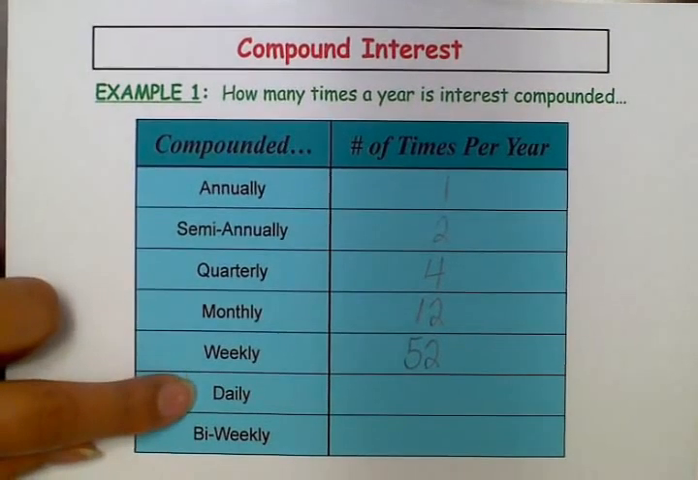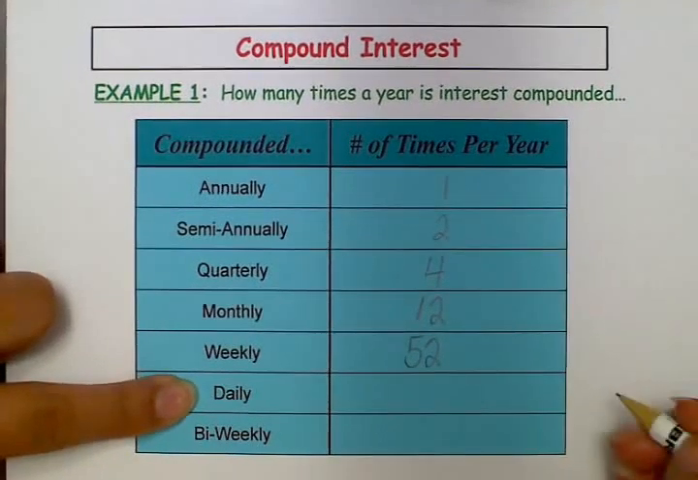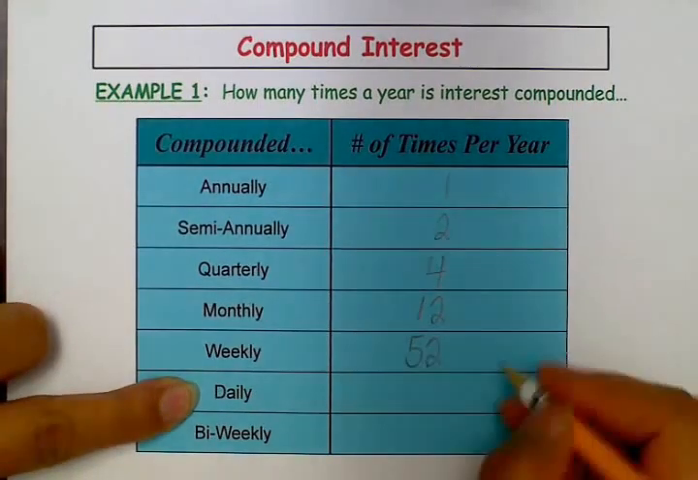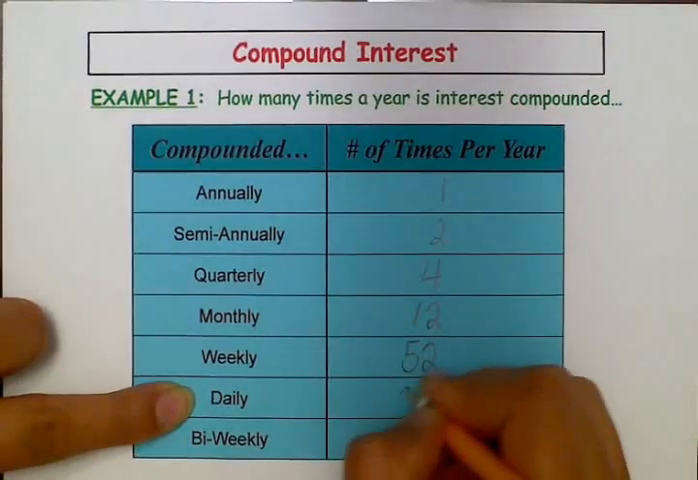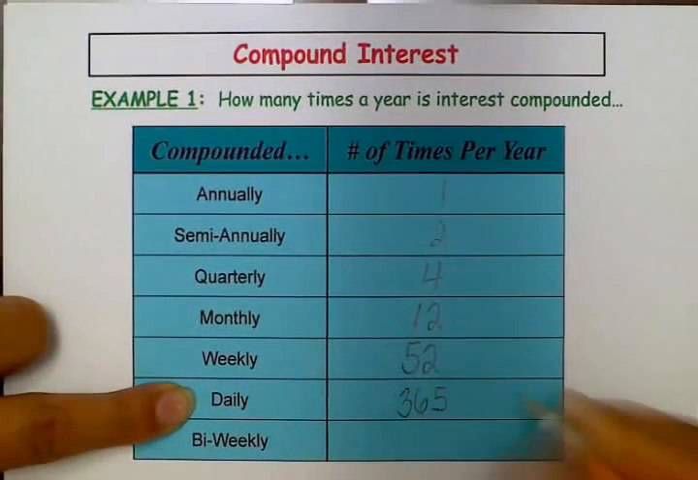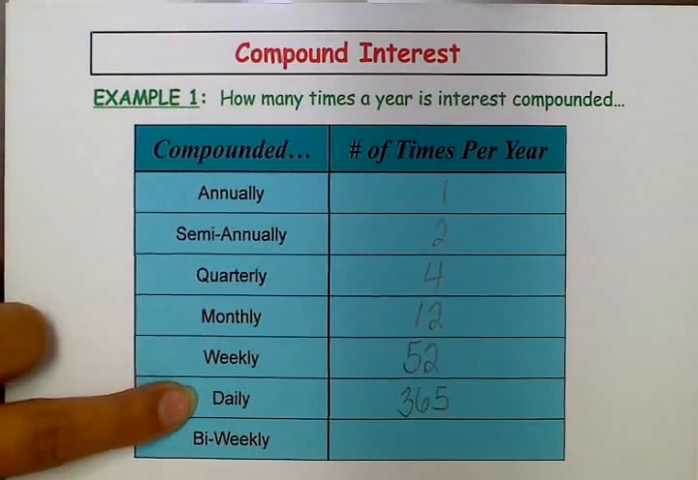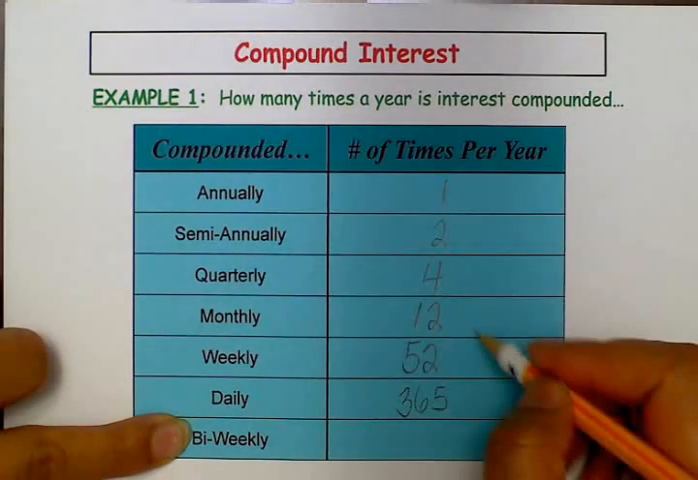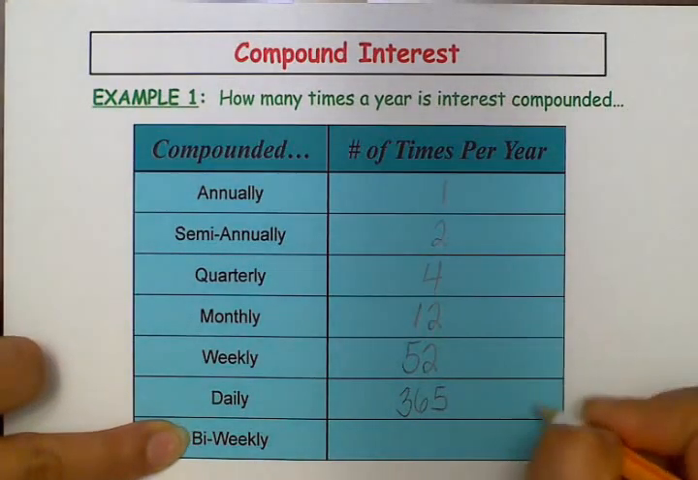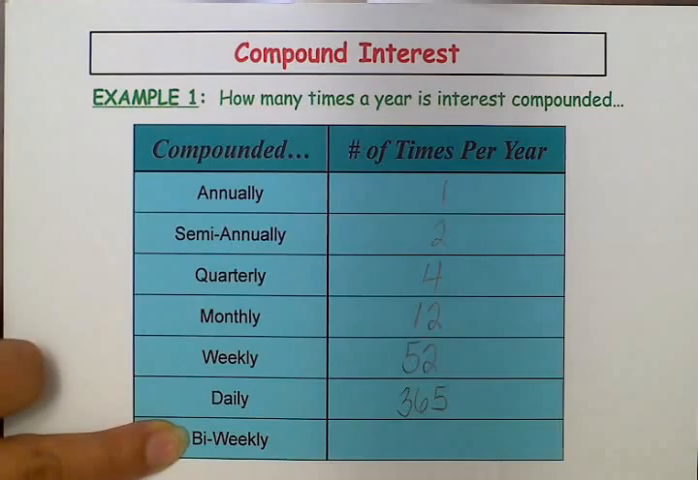Daily, I know you might be thinking, what if it's a leap year? But typically we look at daily as 365 days, so you'd be earning interest at the end of every day, which is 365 days in a year. Bi-weekly means every other week, so because there are 52 weeks in a year, then bi-weekly means that you're looking at every other week, which is 26 weeks.